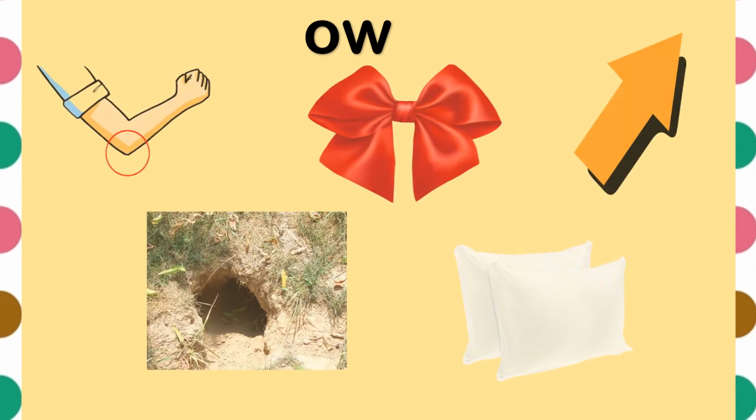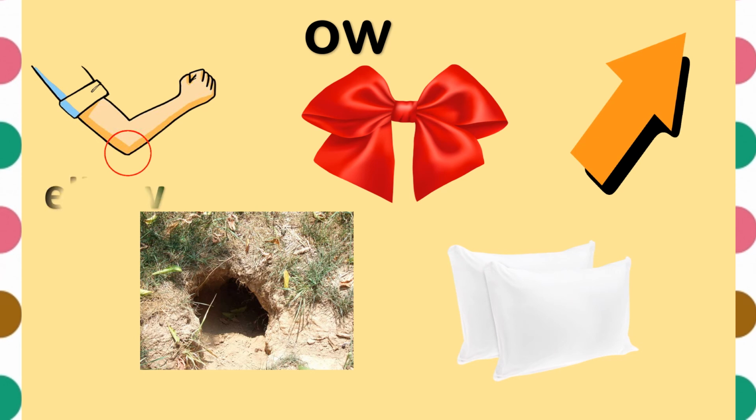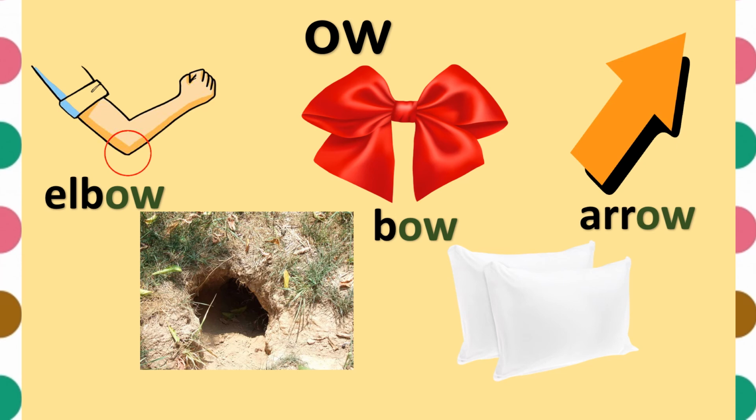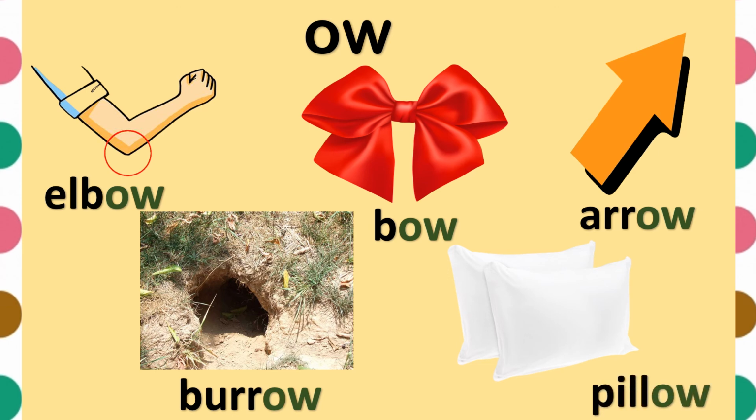Children, let's do the long vowel O sound with letter W. O with letter W will also make the long sound O. Let's see the pictures and see the names. Elbow, bow, arrow, burrow, pillow.